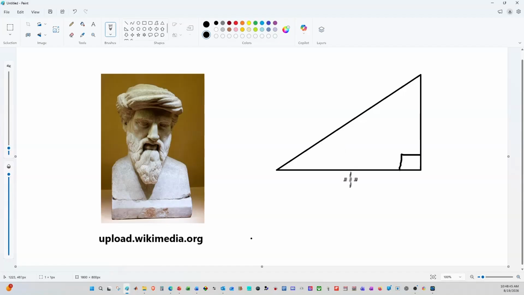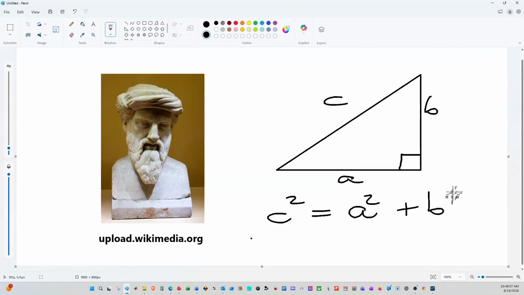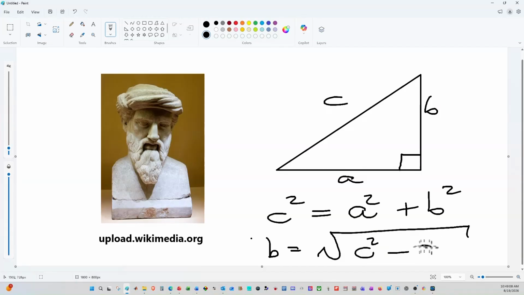Let's say that that's going to be side A, and that's going to be side B, and that's going to be side C. According to Pythagoras, C squared is going to be the sum of A squared plus B squared. Or you can calculate it slightly differently. You might say that B is going to be the square root of C squared minus A squared. Exactly the same thing. We're just going to manipulate it mathematically. Let's have a look at an example.